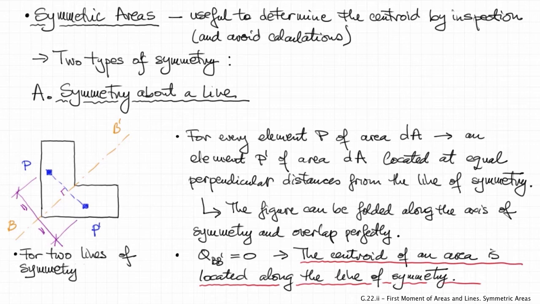Now, if a figure has two lines of symmetry, then obviously the centroid of the figure will be located at the intersection of those two lines. So nothing to calculate. If it's only one line of symmetry, then you'd have to calculate the location of the centroid along that line in the other direction.